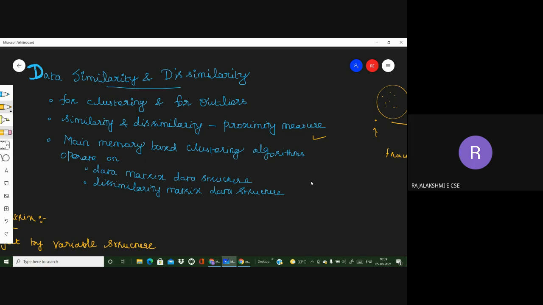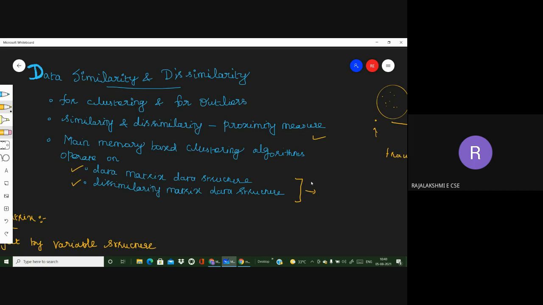Okay, so several operations or several algorithms are available for clustering the data. But before going for this clustering of the data by using algorithms, mainly they are using some data structures in order to represent the data. The first method is a data matrix representation, and the second method is the dissimilarity matrix data structure.